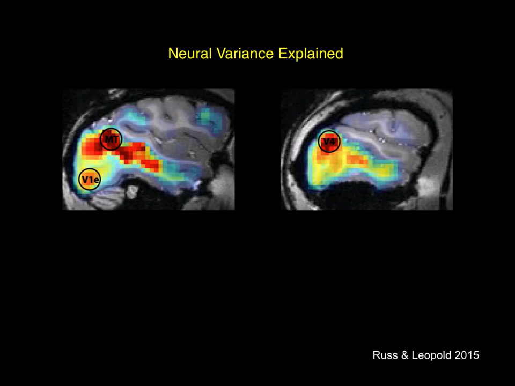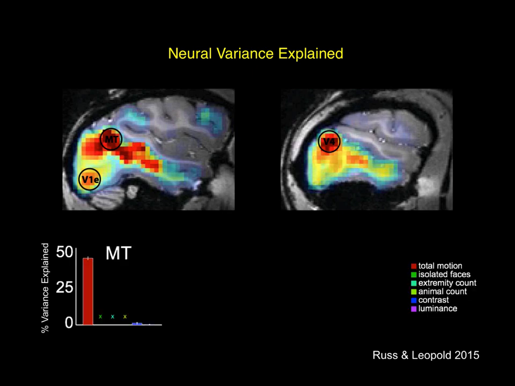So here I'm going to show you what are classically known as visual regions, early visual regions, and what we see is that motion is what's driving area MT. This is to be expected because it's known to be a motion area, but really almost nothing else is accounting for the variance in this cortex.